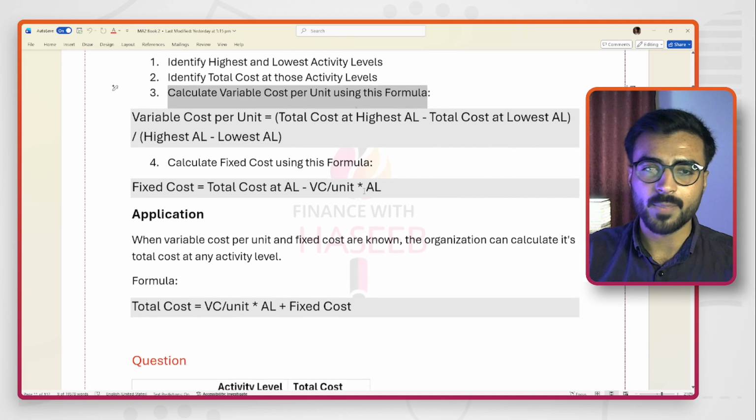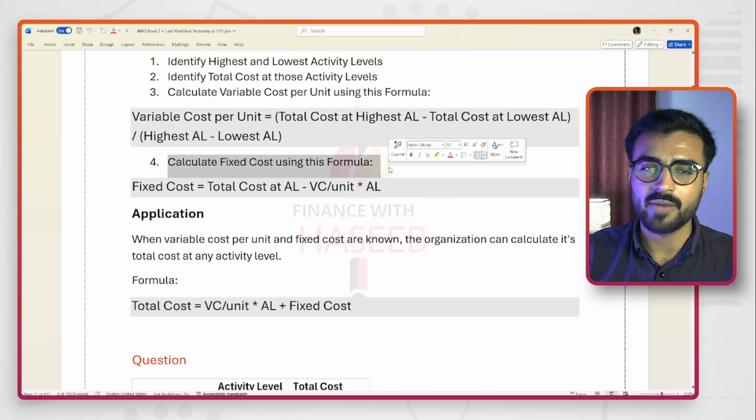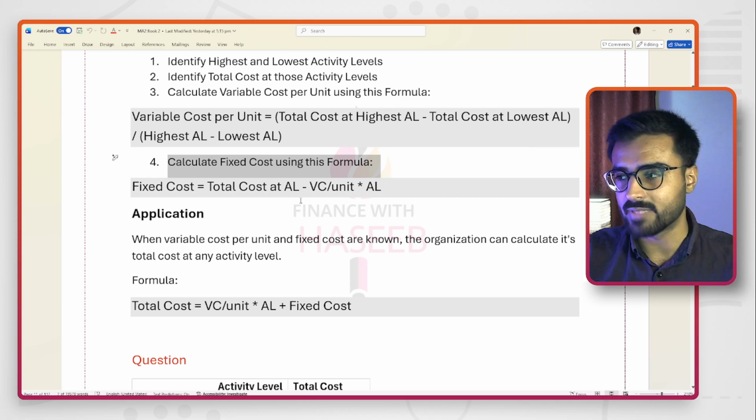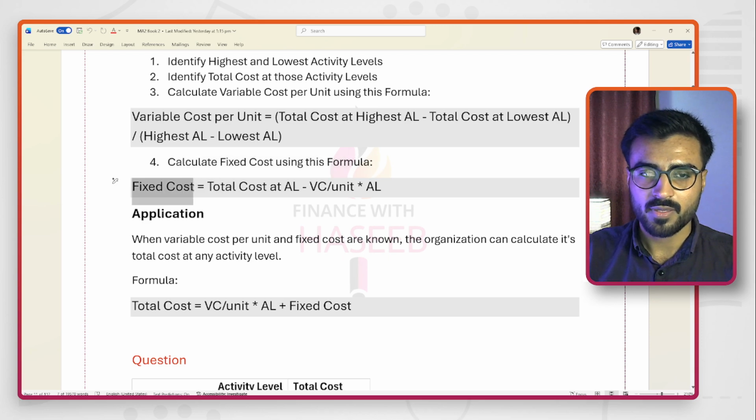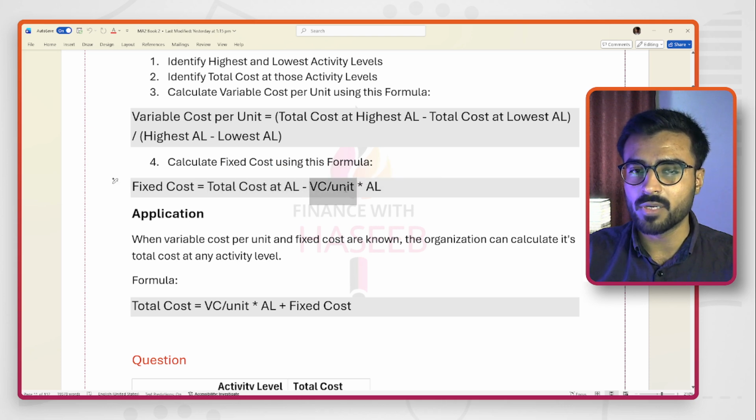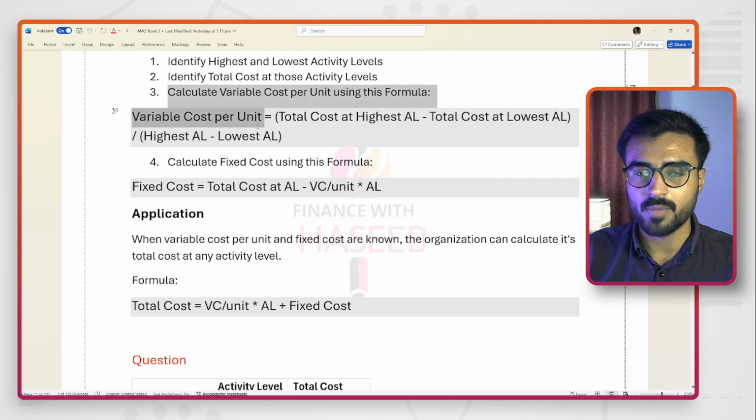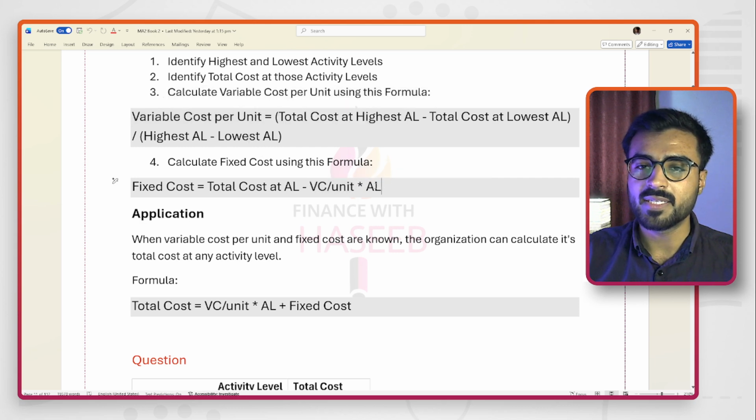You have to calculate the variable cost per unit, and to calculate the fixed cost you normally use the highest activity level. You can use the lowest activity level also. This will also result in the same answer, but it is preferable that you use the highest activity level for finding the fixed cost. So where will you use the activity level to identify the cost? For example, you will use the total cost at the highest activity level, and then you will use the variable cost per unit obtained from step 3 from this formula, and then you will multiply with the highest activity level, okay, to find the fixed cost.